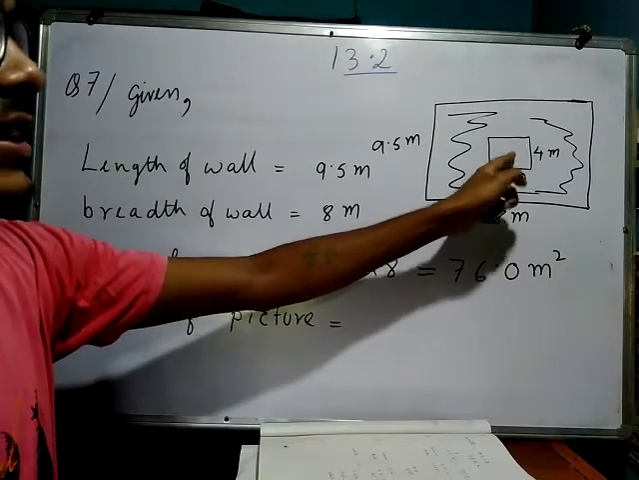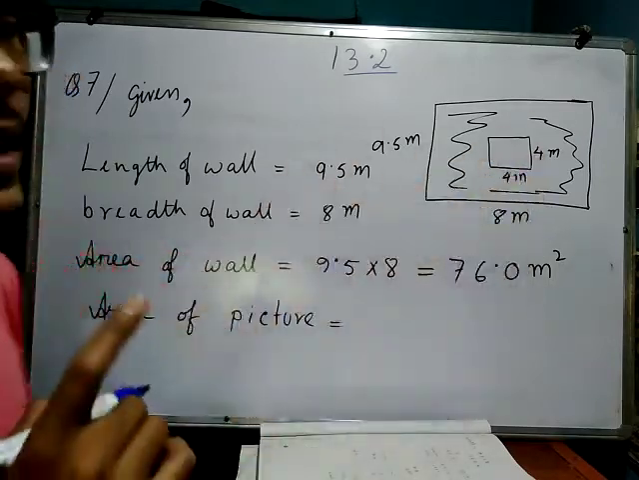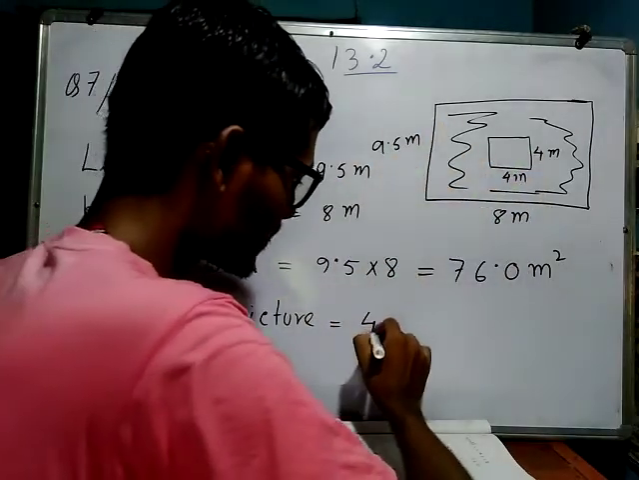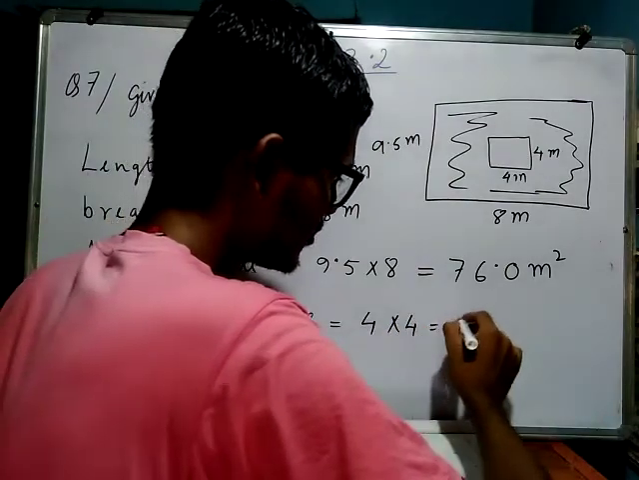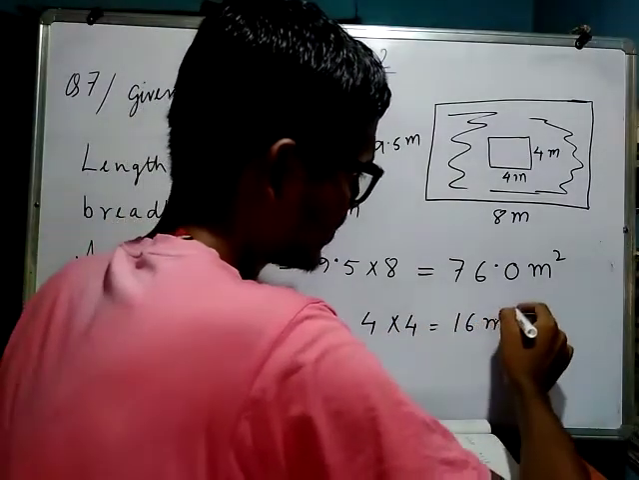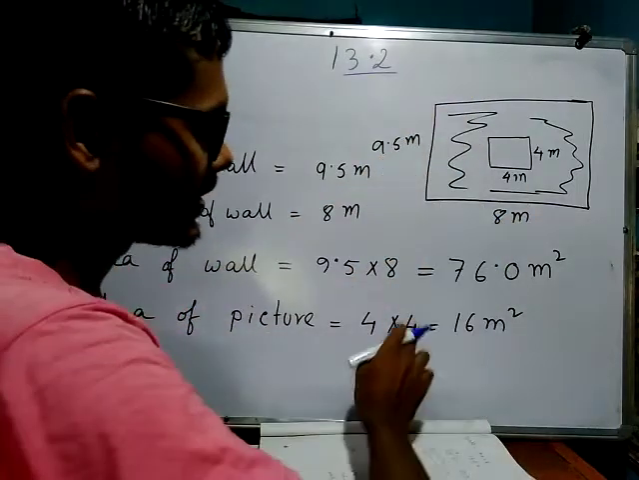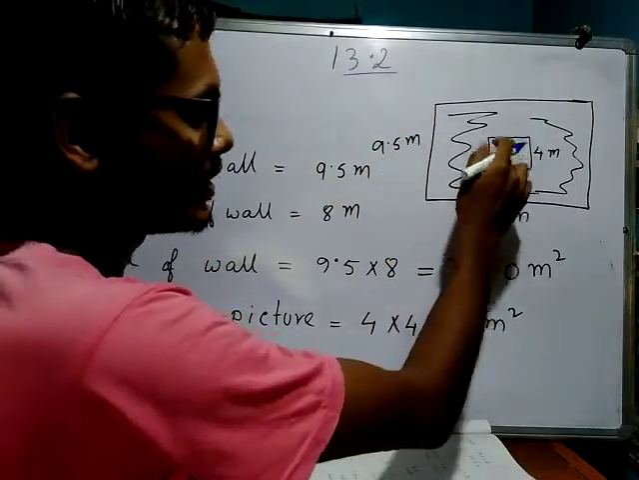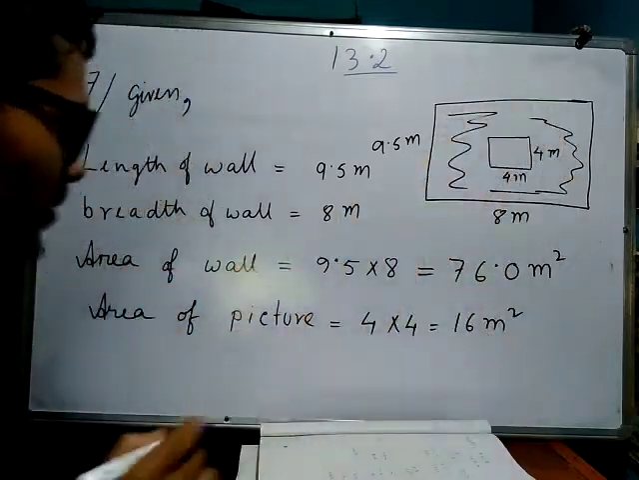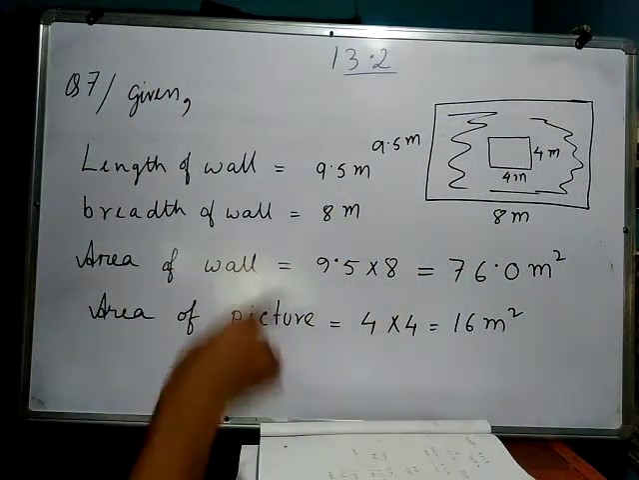Now you calculate the area of the picture. Shape of the picture is square, so side multiply side, 4 multiply 4, so it will be 16 meter square. Now from this whole area you subtract the area of the picture, then you will get the remaining area. Before that, you pause the video and write it down.